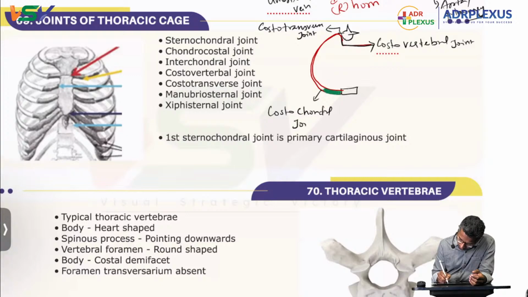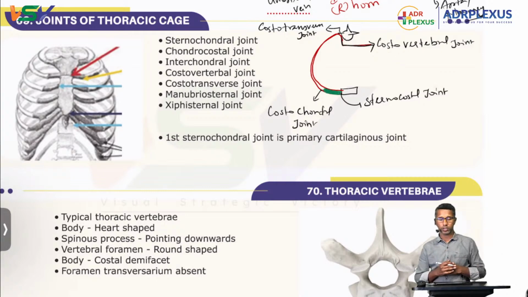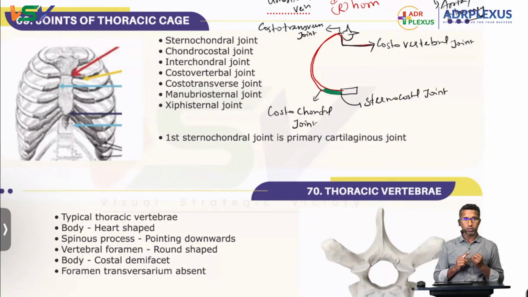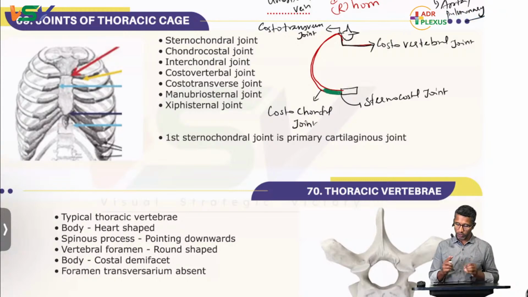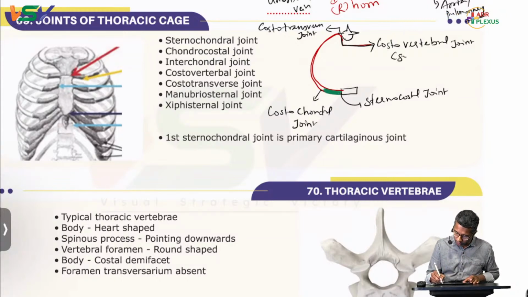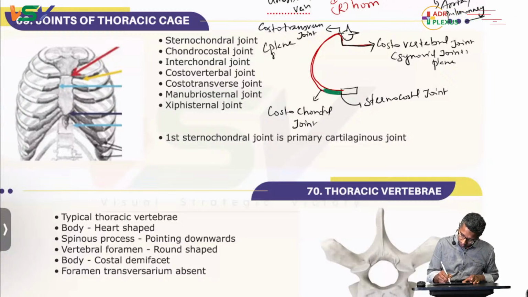And the rib articulates with the sternum to form the sternocostal joint. So remember, the costovertebral joint and the costotransverse joint, they both are plain synovial joints.